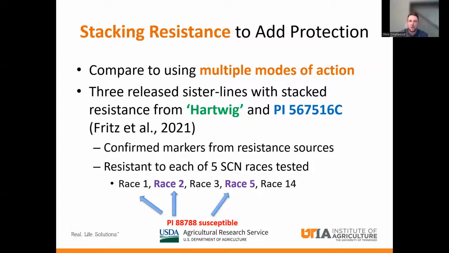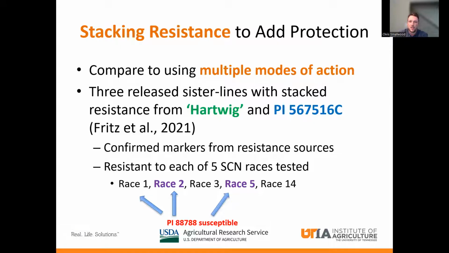And presently in our program, we have released three sister lines with stacked resistance from both Hartwig and PI567516C. This research is documented by Lisa Fritz in a 2021 publication. And these lines include confirmed molecular markers from both resistance sources. And each of these lines are resistant to the five different SCN races in which they were tested against. And these races include 1, 2, 3, 5, and 14.